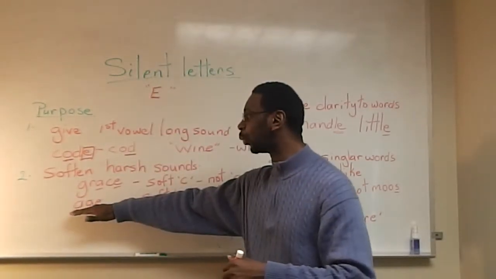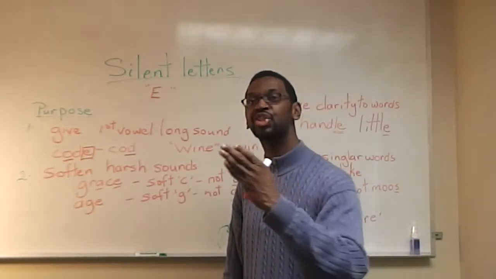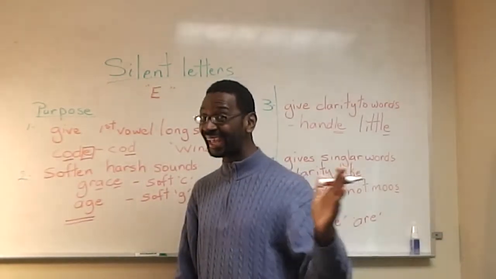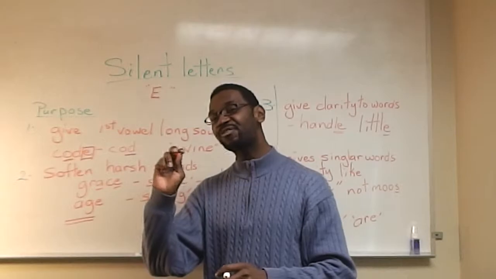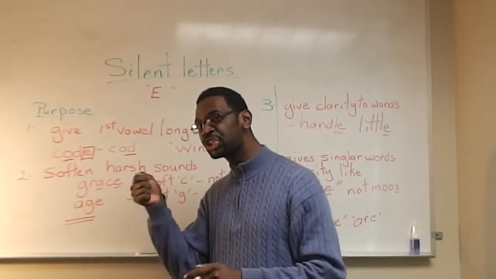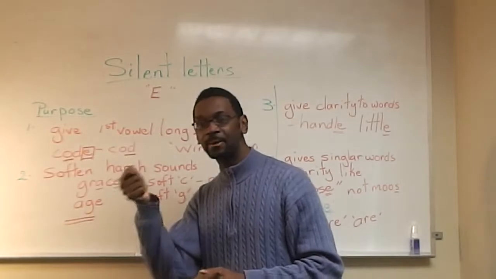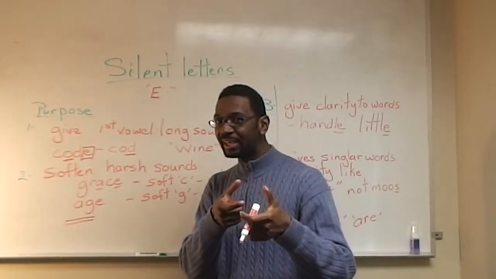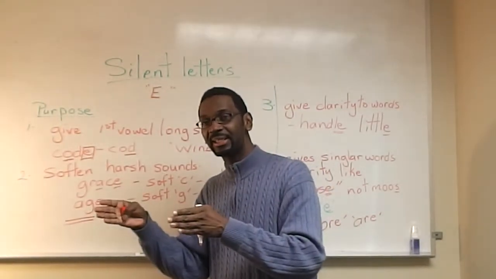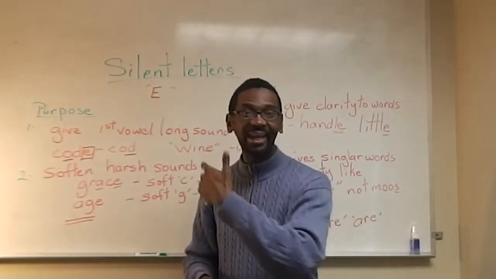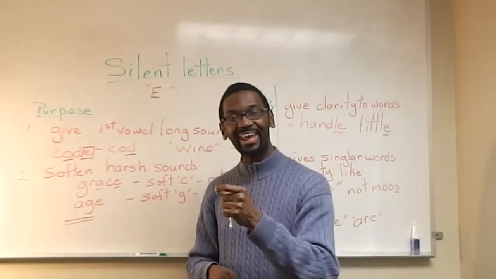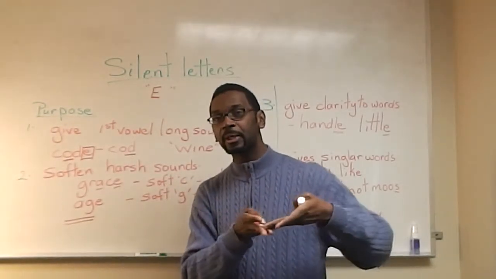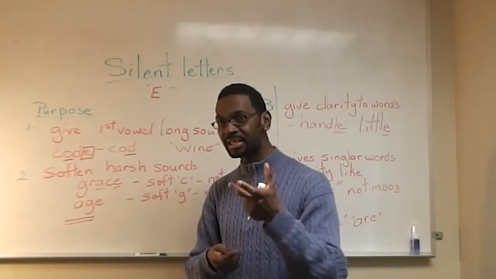So here we can find words like age, A-G-E. We would only sound A-G, but we put that final E to soften that G. Grace, G-R-A-C-E. The C there is softened by the final E. Face, this is my face. F-A-C-E, the final E is silent, but it softened that C sound as a consonant.